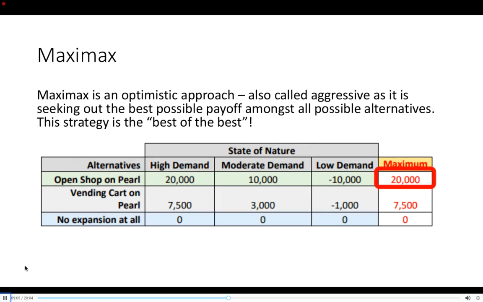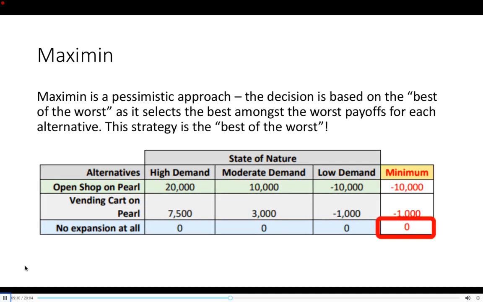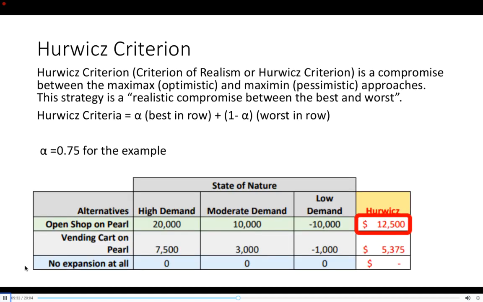Okay, so we have the highest of the best outcomes, and the maxi-min, the best of the worst outcomes. Now, I don't know how your life is, but my life tends to come somewhere in between, right? It's not always the best of the best that happens, but rarely is it the very worst case scenario. It's usually somewhere in the middle. And we've got what's called the Hurwitz criterion for that, or the criterion of realism. This is a compromise between the maxi-max and the maxi-min approaches.